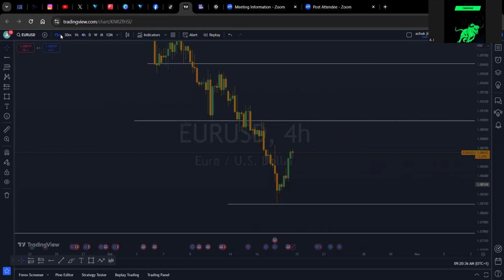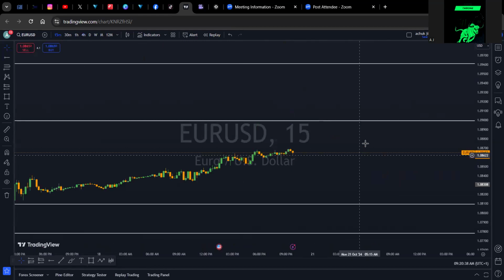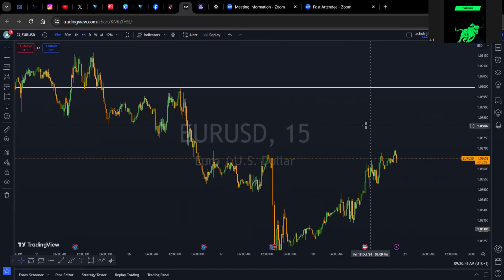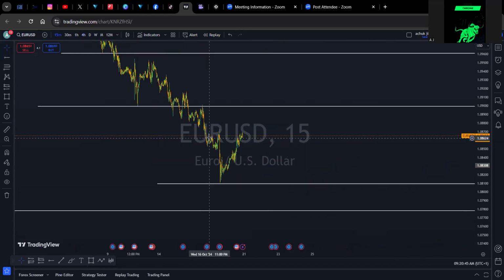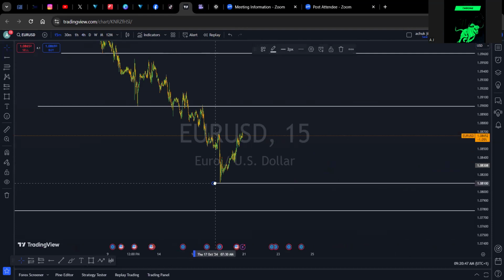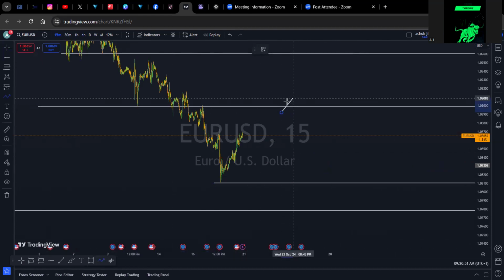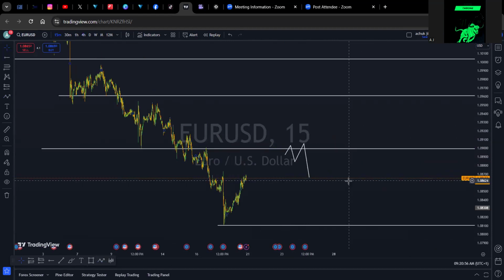So let me just come to the smallest time frame possible, which will be the 15 minutes. So we want to trade here. This is a weekly structural break. We can only trade this when we get a confirmation of a double top or head and shoulders. That's when we can trade.